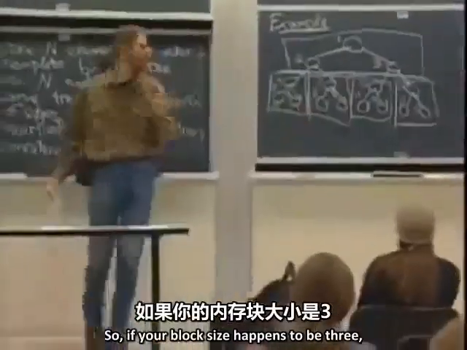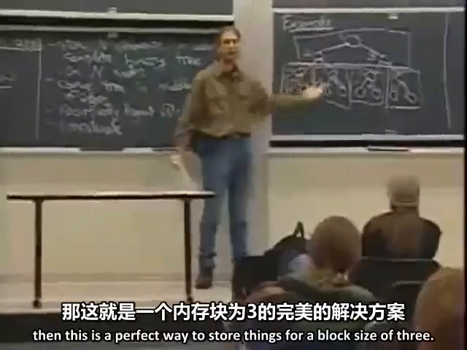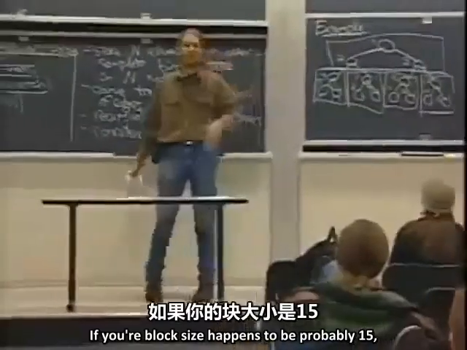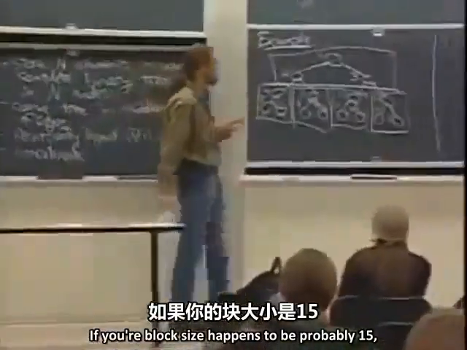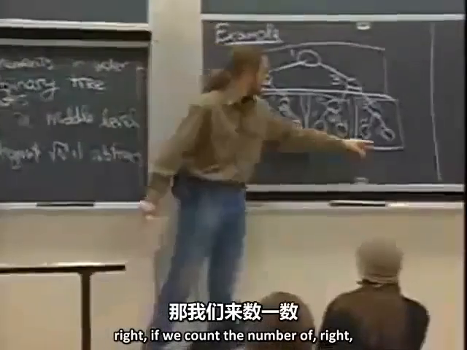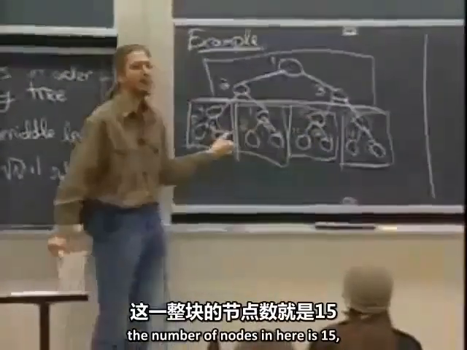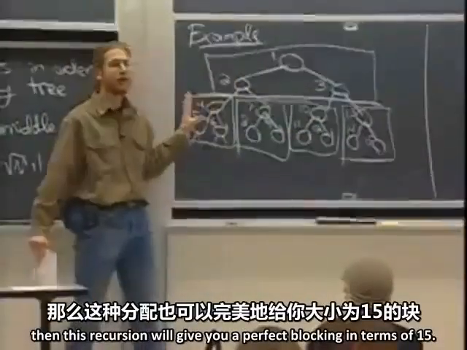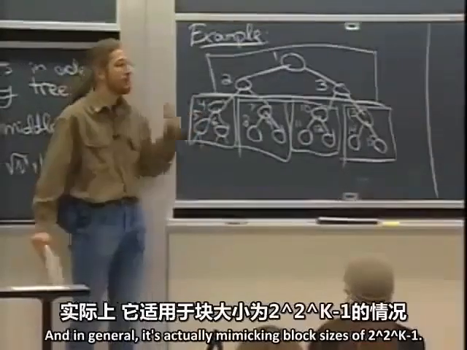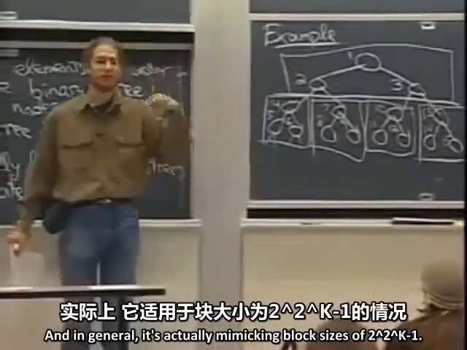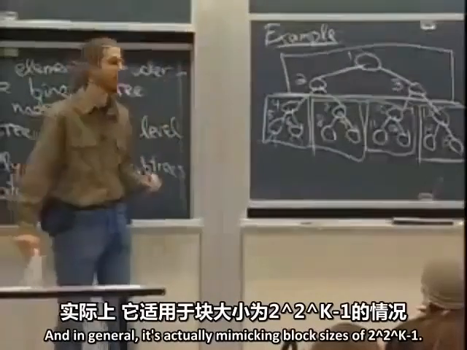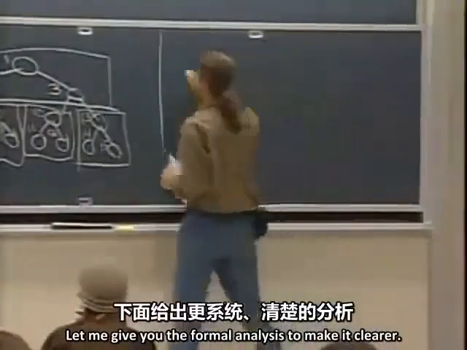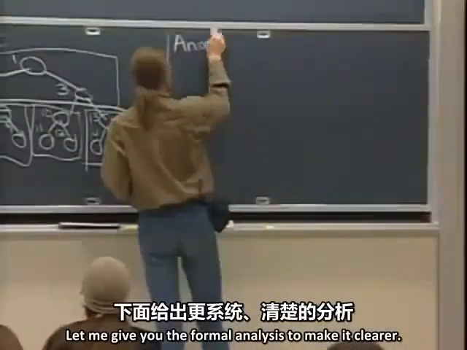So if your block size happens to be 3, then this is a perfect way to store things for a block size of 3. If your block size happens to be 7, or probably even bigger, 15, right? If we count the number of nodes in here, it is 15. If your block size happens to be 15, then this recursion will give you a perfect blocking in terms of 15. Okay, and in general, it's actually mimicking block sizes of 2 to the 2 to the k minus 1. I think powers of 2. Okay, that's the intuition. Let me give you the formal analysis, which should make it clearer.